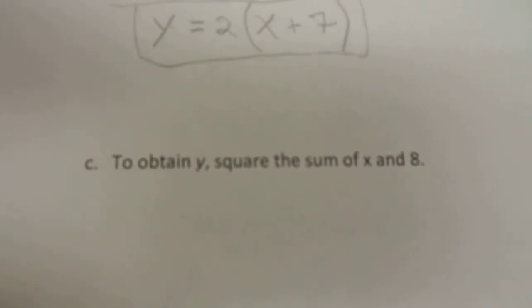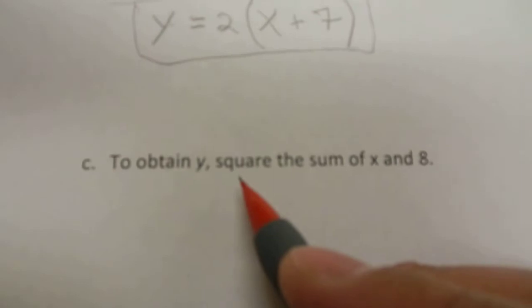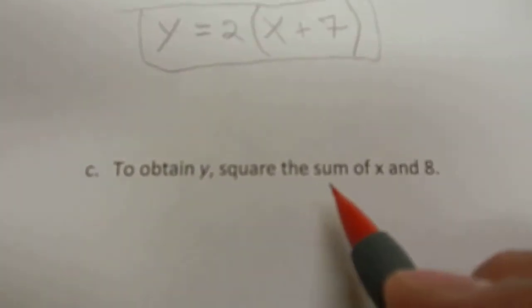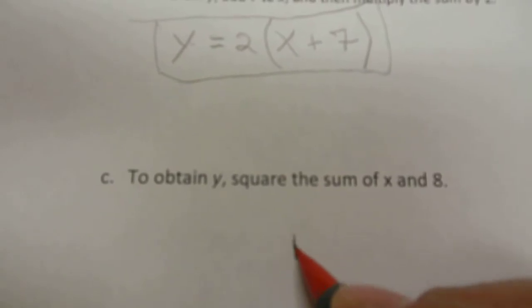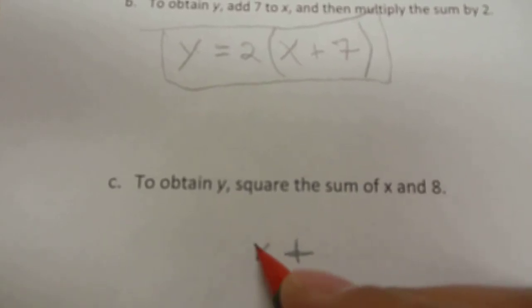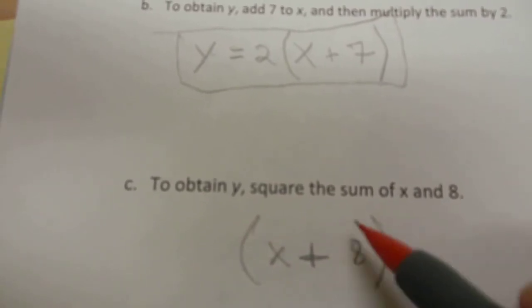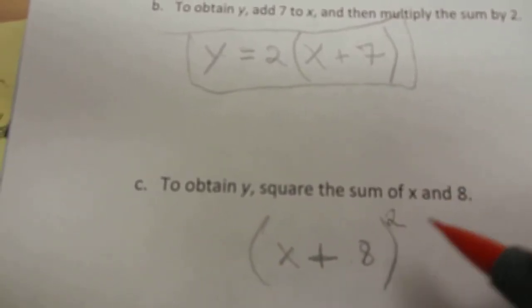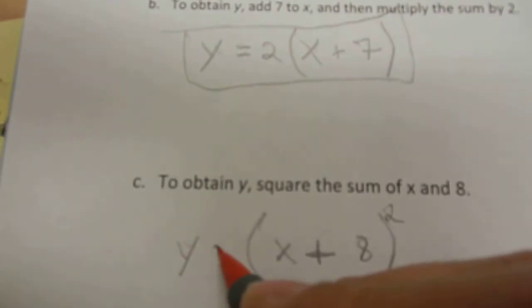Okay, next, to obtain y, square the sum of x and 8. So for y, we square a sum. In order to square a sum, we've got to use parentheses. This sum has two pieces, and those pieces are x and 8. So there's the sum of x and 8. If we're going to square that entire sum, we need parentheses, and to square it, we put a little exponent up there. So that's how we obtain y.